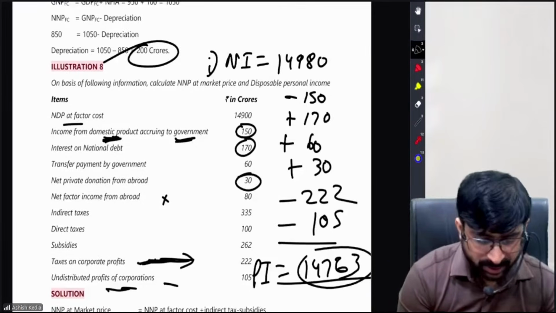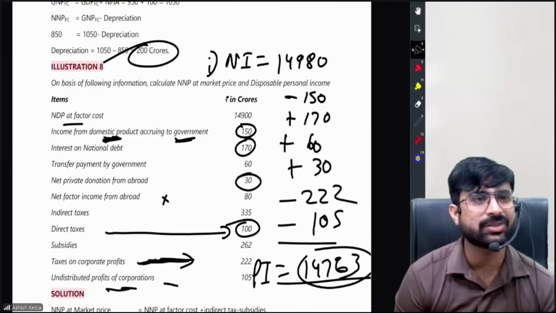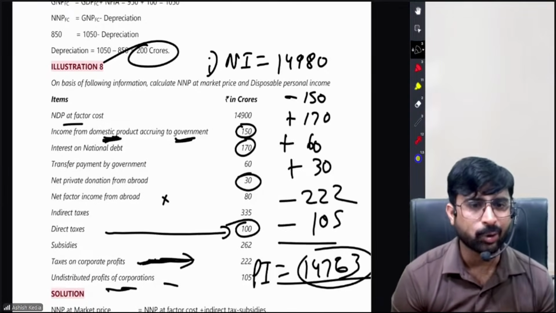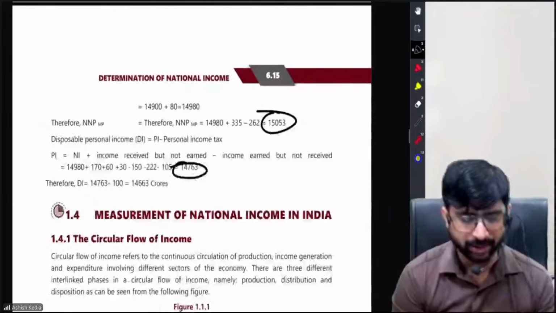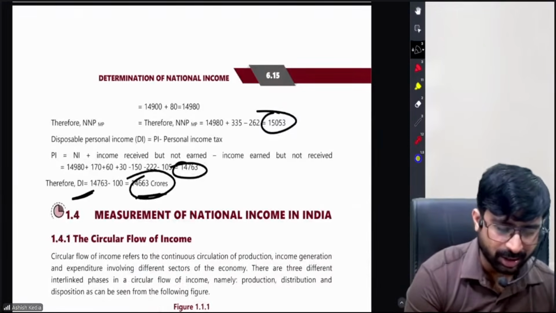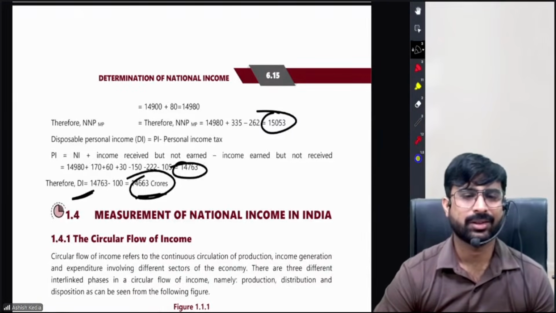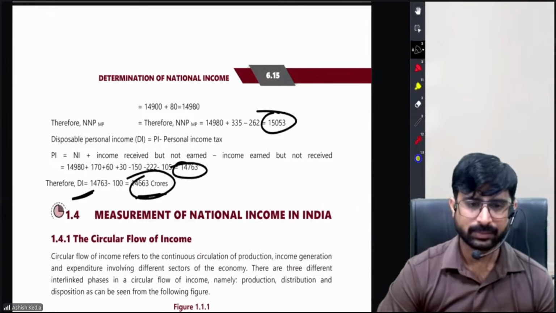Now, from personal income, people have to pay direct taxes, personal taxes, right? Households have to pay that. So you remove that 100, you get 14,663. That is your disposable income.